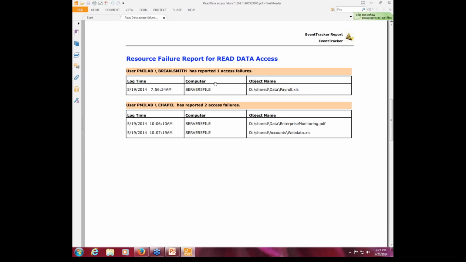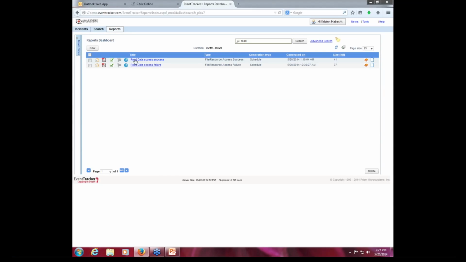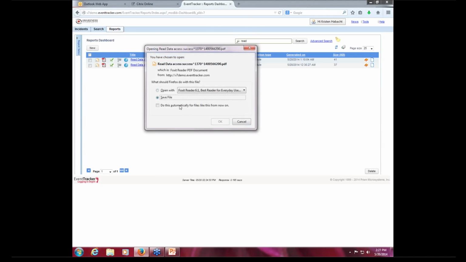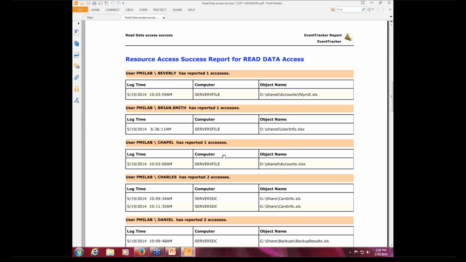And also we see somebody else called Chappell trying to access some kind of info. How about successful, right? Is that something you can do? Yeah, sure. Once auditing has been turned on, Event Tracker receives all of these logs and then is able to provide these kinds of reports.